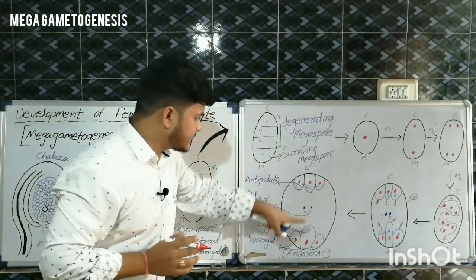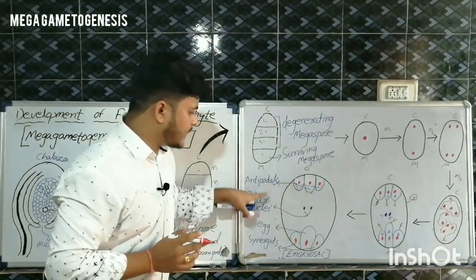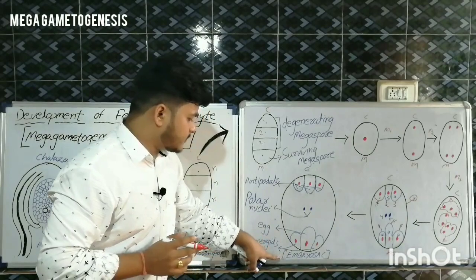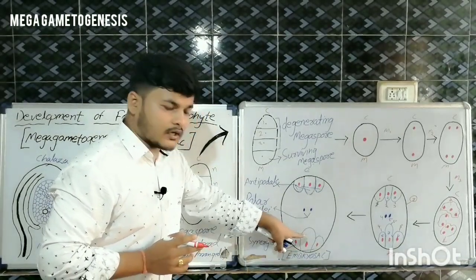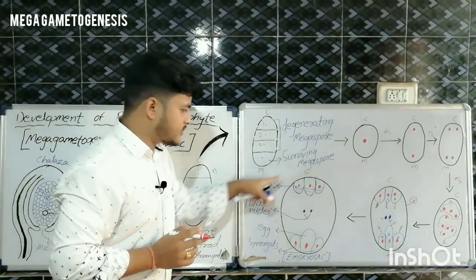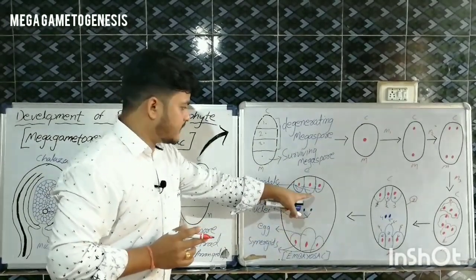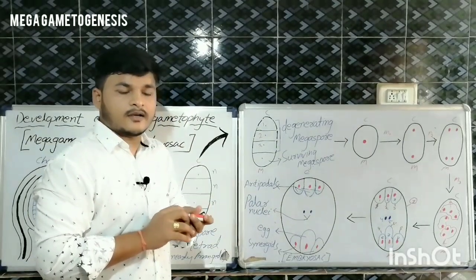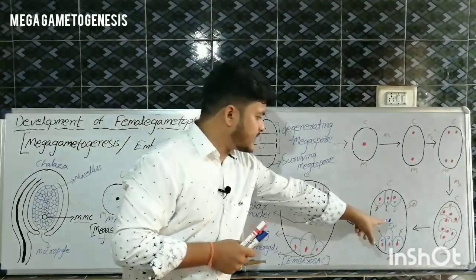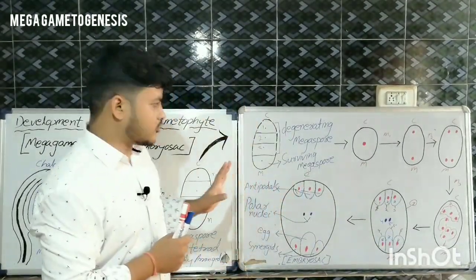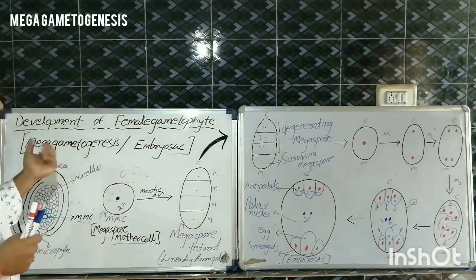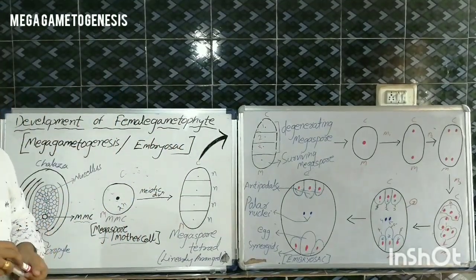This is your 7 cells, that means 3 antipodals, 2 synergids and 1 egg, and the bigger one, that means the egg apparatus. The total apparatus is otherwise known as your 7 cells. So it is ultimately concluded that it is your 8 nucleated 7 cell structure. So this is all about the development of the female gametophyte. Hope you all have understood.